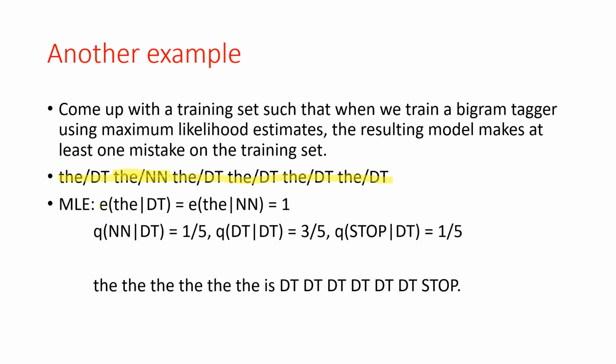The probability of the given a determiner equals the probability of the given a noun, which is 1. For the q terms, we have the probability of a noun given determiner as 1/5, the probability of a determiner given determiner as 3/5, and the probability of the stop symbol given determiner as 1/5. And it can be verified that the most likely tag sequence for these 6 the's is actually the 6 determiners and the stop symbol.